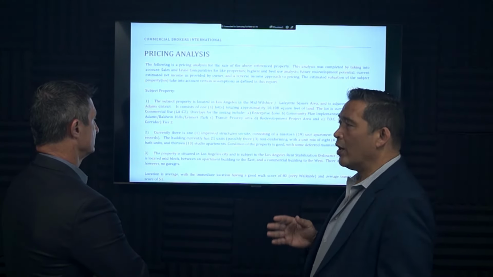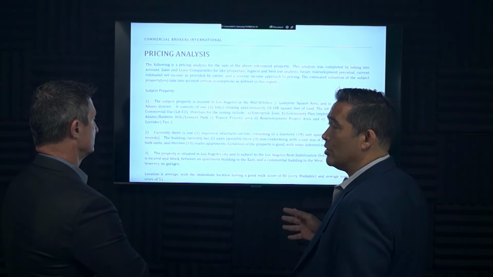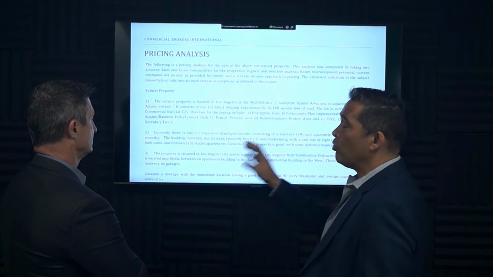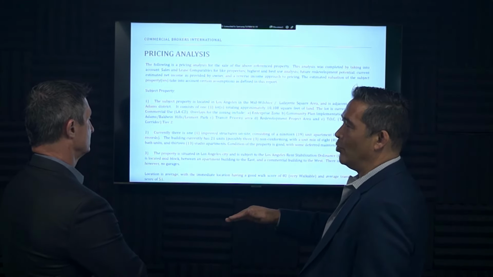Also note, where are the other services? Because one of the great things about this property, for instance, or for other multifamily, is it's right across the street from a fire station. So that's actually going to lower your insurance costs somewhat.